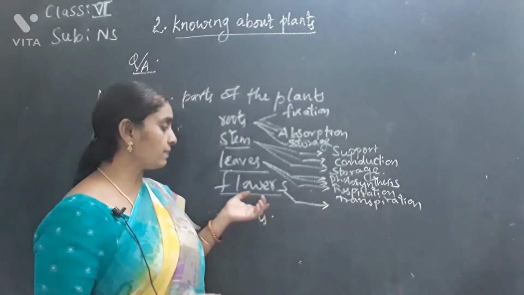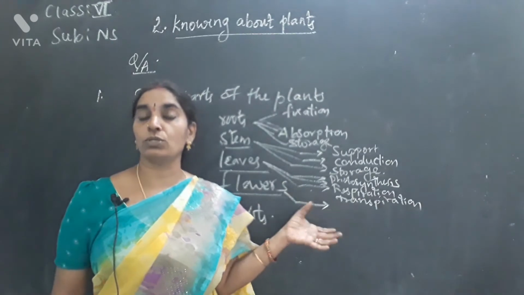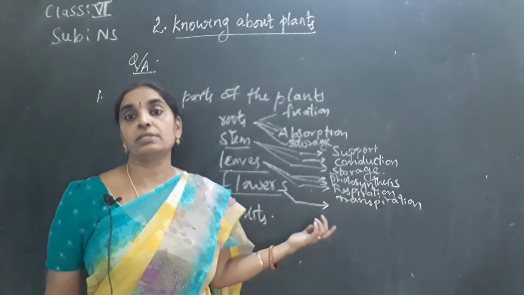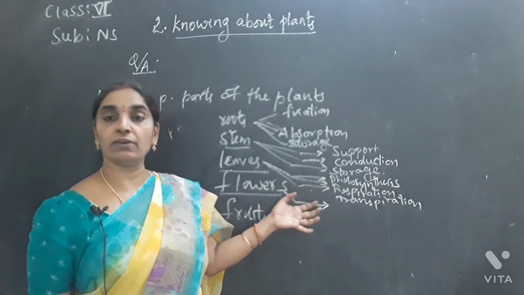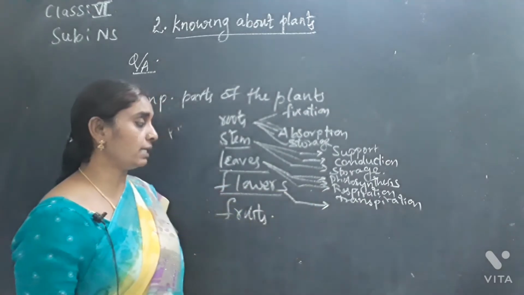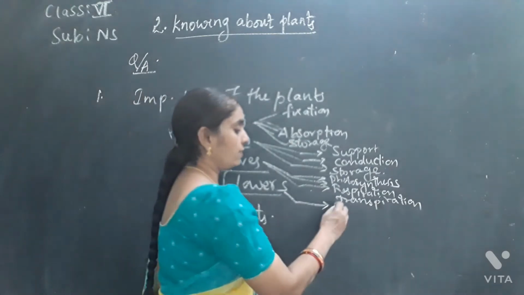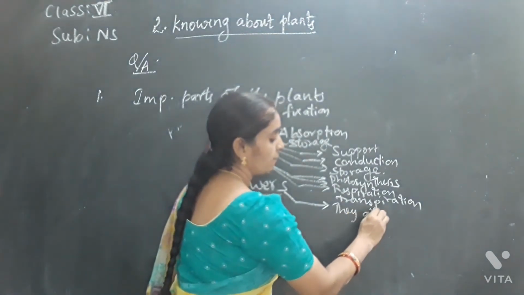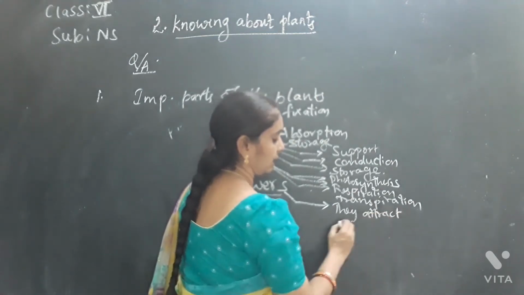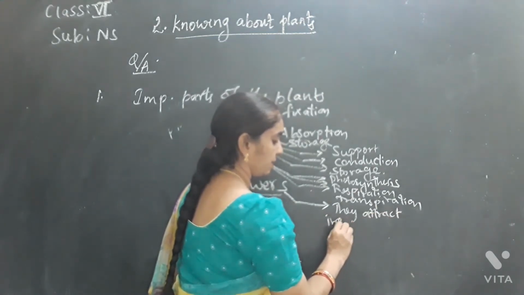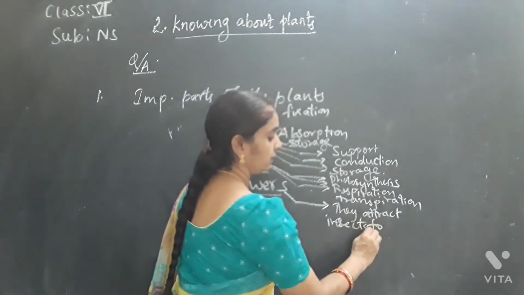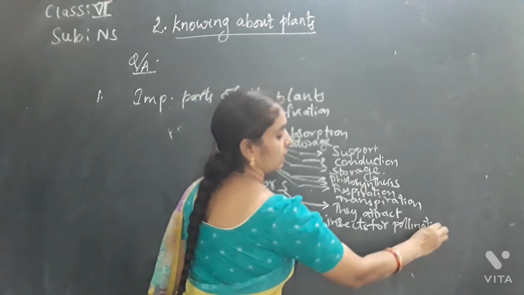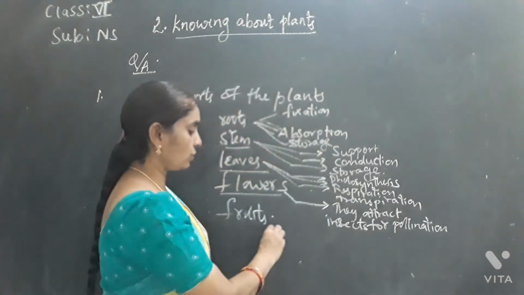So from this you can understand that flowers are also a very important part of the plant, which helps for seed development and further development of the plants. So that is reproduction. Flowers are attractive parts of the plant. They attract insects for pollination. Know the terms well, children. Next, coming to the fruits.